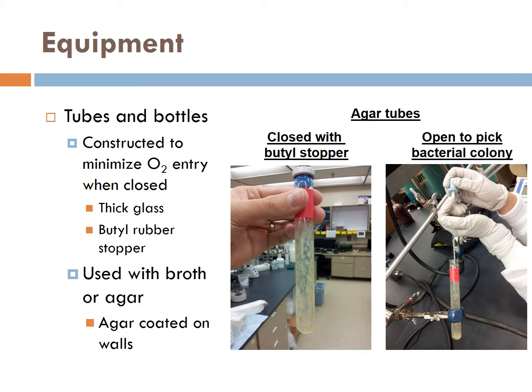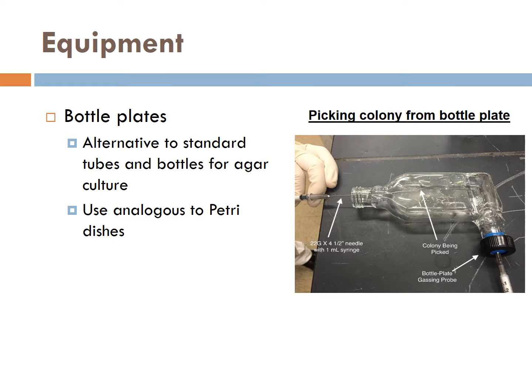For agar tubes, the agar is coated on the walls to provide a surface for microbial growth. Working with tubes that have agar coated on the walls is not particularly easy. You can see at right how we pick colonies from the tubes using a Pasteur pipette. It takes a steady hand to pick the colony that you want without contaminating the entire tube. Fortunately, there's an alternative to using these tubes for agar culture, the bottle plate.